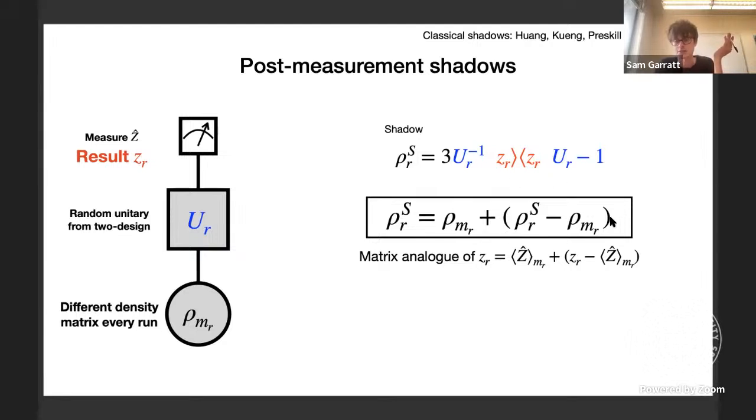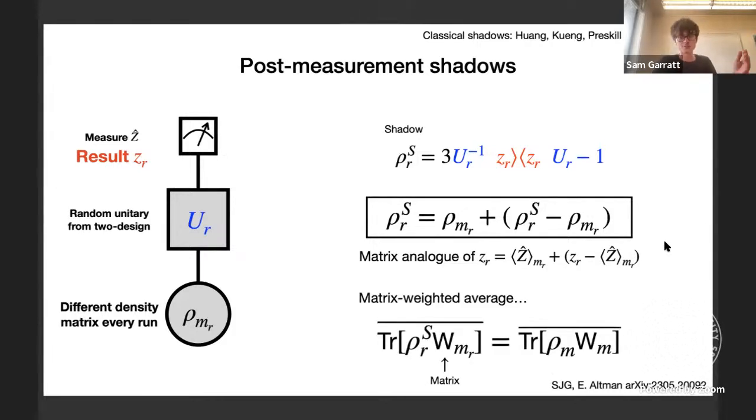Now, when we have a post-selection problem, let's go back to the setting we're interested in, we get a different rho MR every time we do the experiment. We get to see one shadow, a single shadow from the density matrix. So we can't extract that density matrix itself. But what we can extract is that density matrix plus a fluctuation. This is the matrix analog of the expression I wrote down before: eigenvalue is expectation value plus fluctuation.